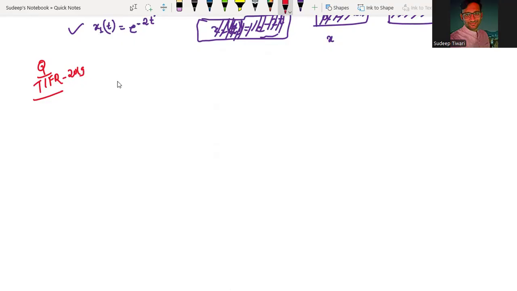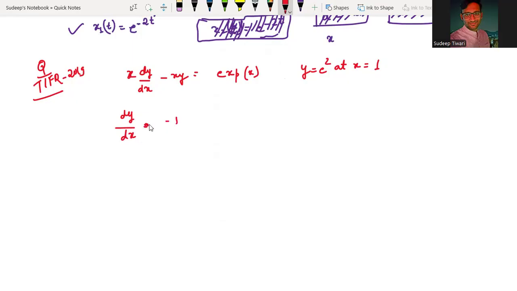It says that x dy by dx minus xy is equal to exponential x, where y is equal to e square at x equal to 1. So we have to find the solution. Simply what we need to do is write dy by dx minus y equal to 1 upon x e raised to power x. And simply the integrating factor would be equal to what? e raised to power minus 1 dx, so it will be e raised to power minus x.